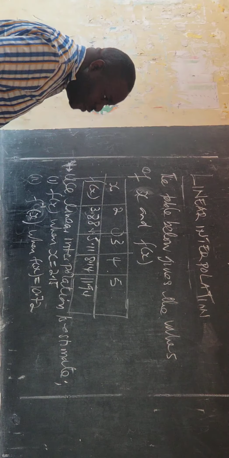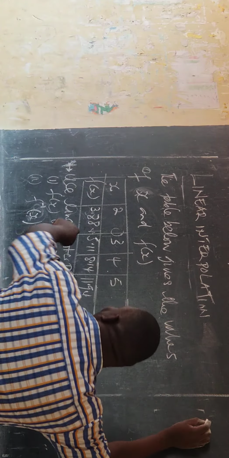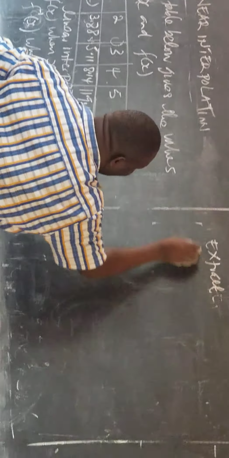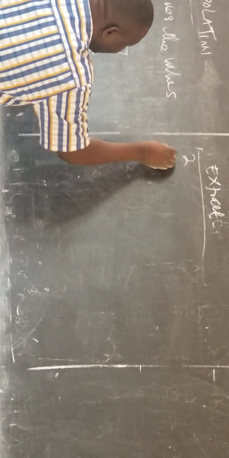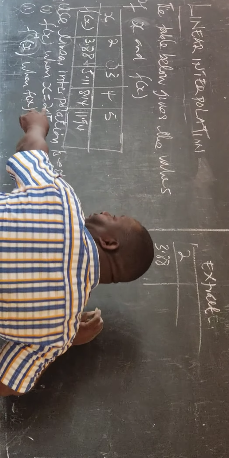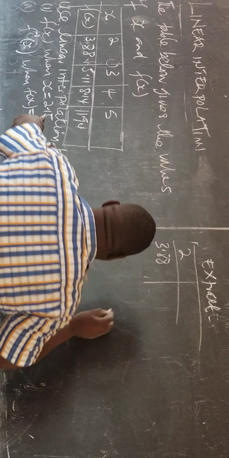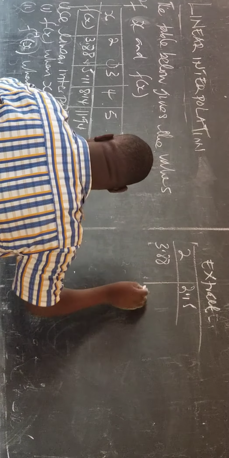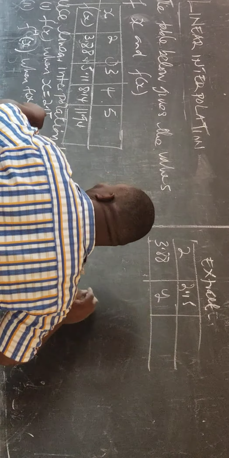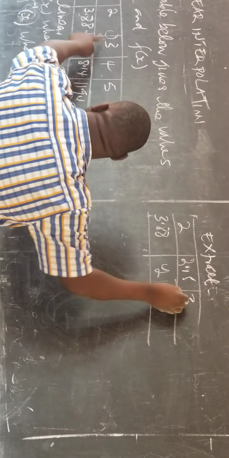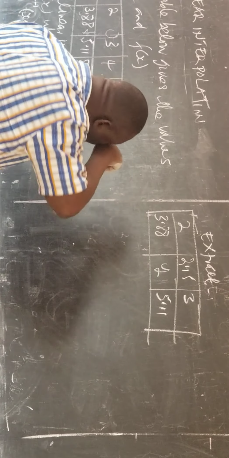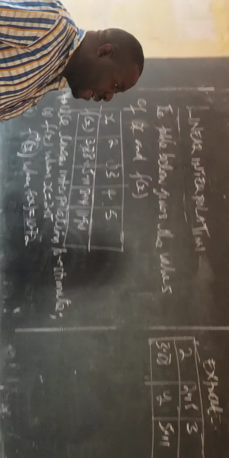So we take the extracts, we look at where 2 corresponds. 2 corresponds to 3.88. We have our value of x which we are looking for. The x which is 2.15 corresponds to some value of y which we don't have. And then here it is 3 and it corresponds to 5.11. So that is the extract which you can take.